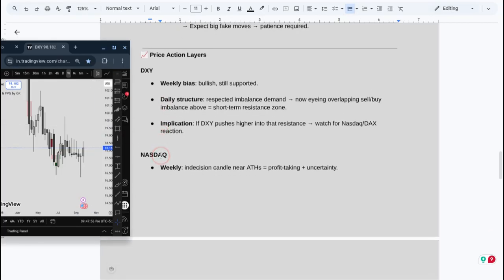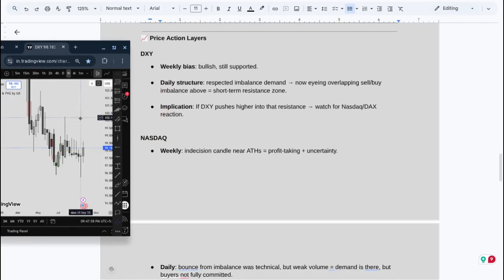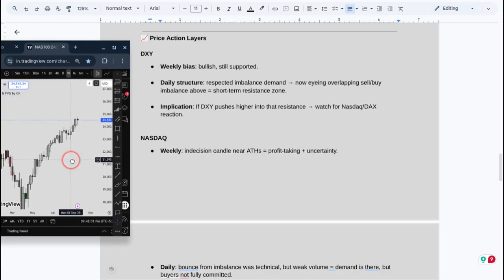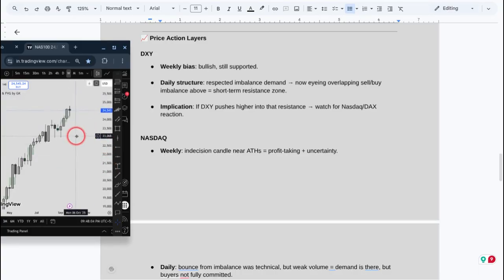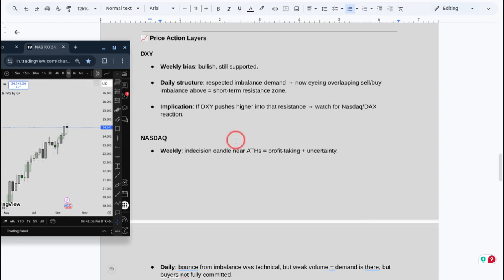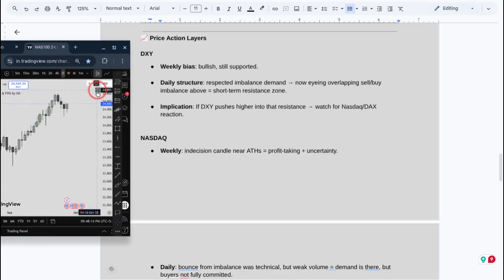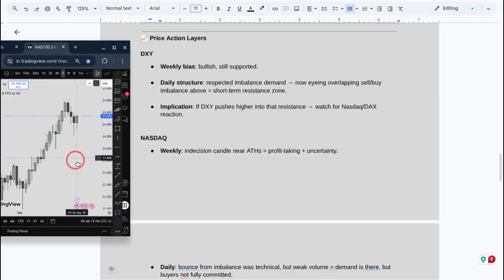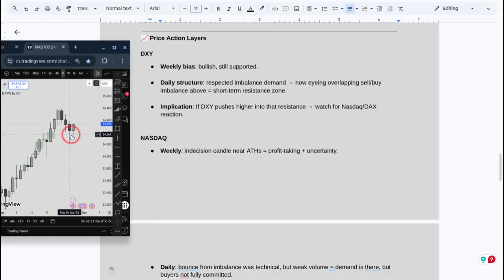After that, if we look at the Nasdaq, on the Nasdaq we are at an all-time high. So maybe it's a profit taking zone, uncertainty. But in the previous week we discussed that this buy side imbalance is strong, and you can see the market respected this, and from this point it's showing some strong momentum. But inside this candle, I have checked, there is not good volume, so this may be a profit booking zone.